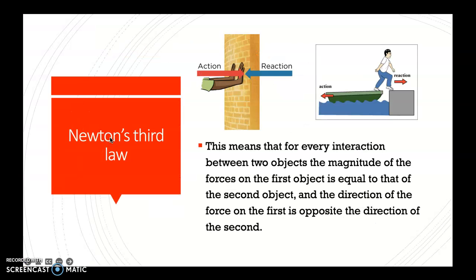Which brings us to Newton's last law, which is action-reaction. This means that for every interaction between two objects, the magnitude of the force on the first object is equal to that on the second object, and the direction is opposite. So if I'm pushing on the wall, the wall is pushing back on me. We see this in everyday life, where if you jump off of a canoe, when you jump up, you actually push the canoe down. So this equal and opposite reaction is also going to play a role in the everyday interactions between different objects.